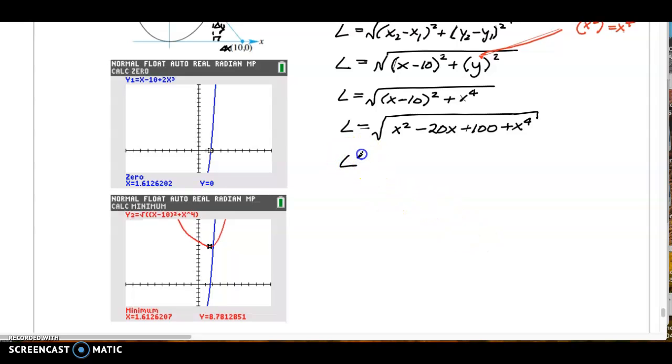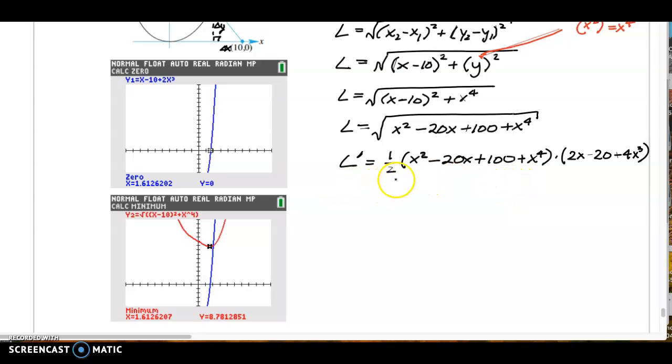L prime, well, that's just going to be 1/2, and then don't touch anything on the inside, times, now take the derivative of everything on the inside, which is just going to give me, plus 4x cubed. There we go. That's everything on the inside.